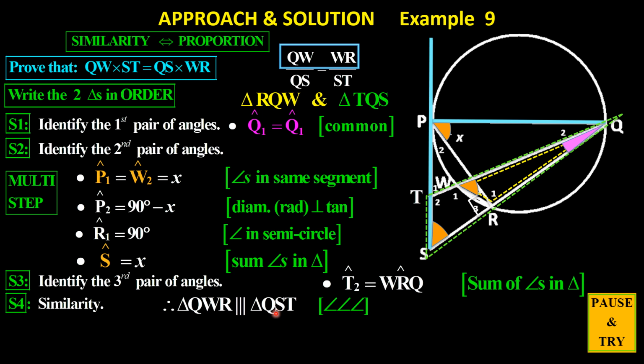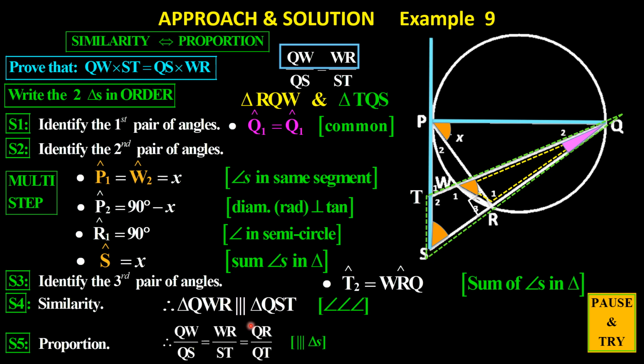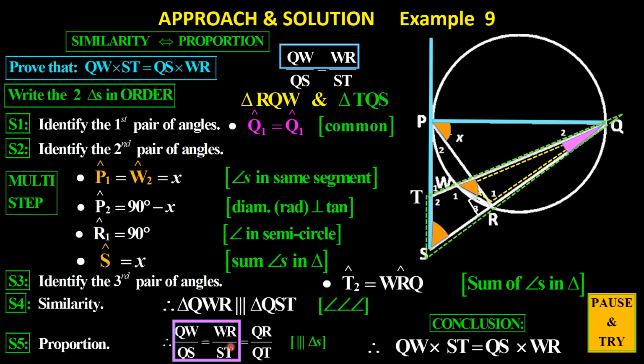And once we have the similarity, what do we get next? That's correct. We get the proportion, right? And what would the proportion be? The first two over the first two, the last two over the last two, that should be easy now. So there we get the proportions: QW over QS and WR over ST and QR over QT. But this is not what we want. We want that expression. So we need a QW, so we definitely need the first fraction. ST, we need the second. So that's the pair that we will need. But we don't want it in that form, so we cross multiply, and there we get our required expression. QW times ST equals QS times WR. And there we've proved that.